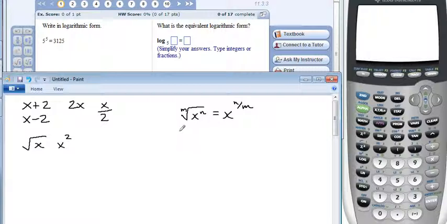We also have log, let's see, b to the c equals a. And that's equivalent to b to the a is c.